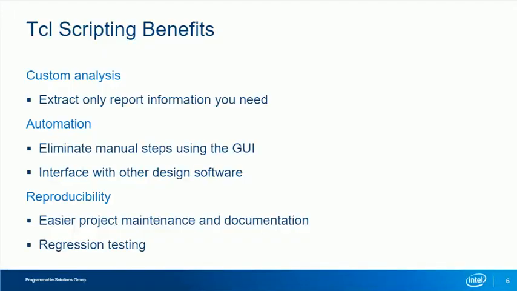First, I'll talk about three main benefits of using scripting in the Intel Quartus Prime software. They are custom analysis, automation, and reproducibility. Custom analysis refers to extracting only the report information that you need. Intel Quartus Prime software Tcl commands make it easy to extract only the information you need. Automation means you'll be able to eliminate manual steps in the graphical user interface. For example, you can eliminate repetitive steps when making pin assignments. You can also interface the Intel Quartus Prime software with other EDA software in a complete end-to-end flow.